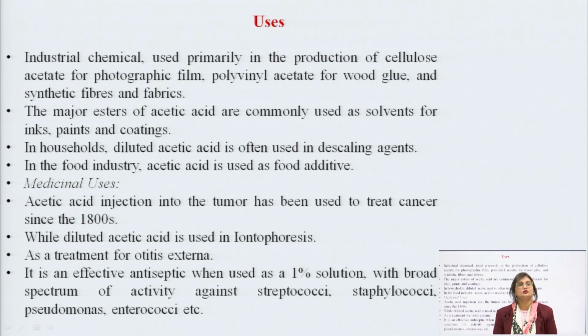Now, let us look into the uses of acetic acid. Acetic acid is used as an industrial chemical. It is used primarily in the production of cellulose acetate, namely for photographic films. It is also used for making polyvinyl acetate, wood glue, and synthetic fibers and fabrics.